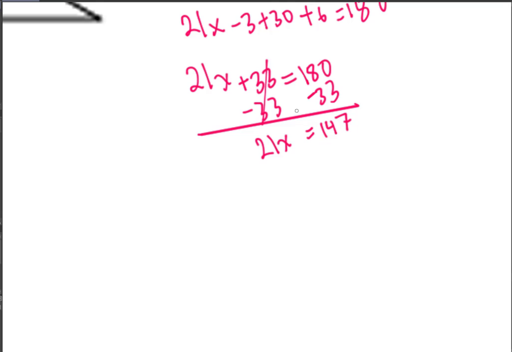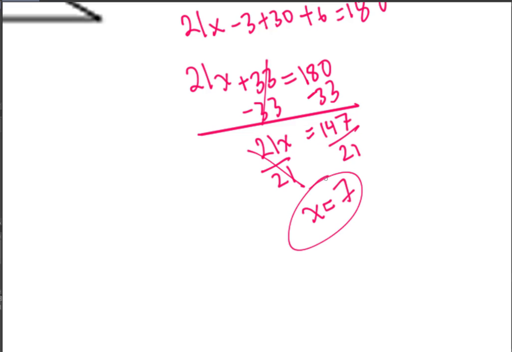I'm going to go ahead and take, Alexa, what's 147 divided by 21? 147 divided by 21 is 7. Okay, so it ends up being 7, okay? x is equal to 7.